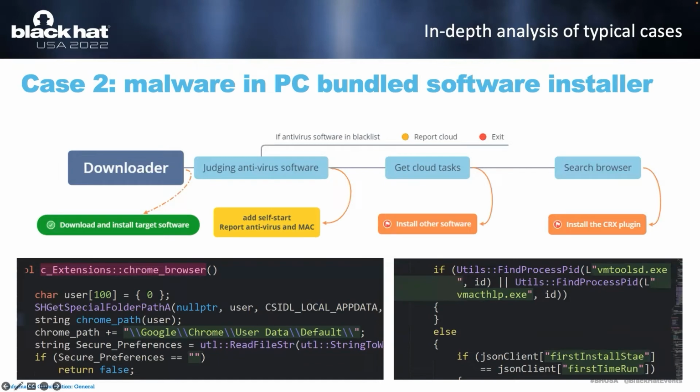While downloading and installing the target software, the downloader will judge whether there is antivirus software and then report to the cloud to obtain the task of silently installing software. At the same time, the downloader will also judge which browser is used by the system and copy the corresponding browser plugin CRX file to the corresponding path. Yes, it only needs to be copied and the user has no feeling. This is a new way of malware that we have found, so let's focus on it.